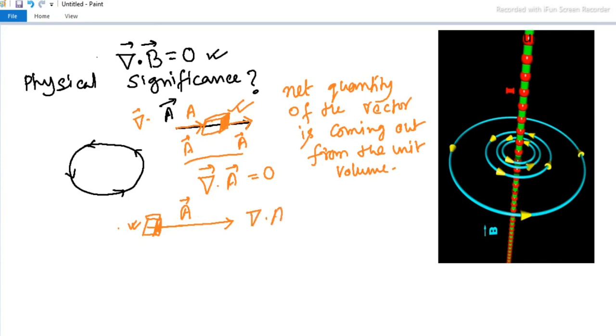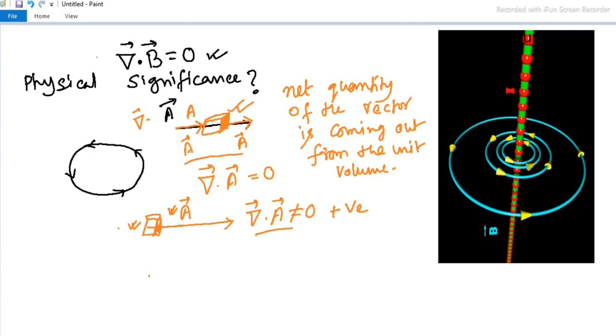So here the divergence of A will not be 0. So this quantity is not equal to 0. The net amount of vector which is coming out, that is A, so this is a non-zero quantity. Now here I will get a positive divergence, right?